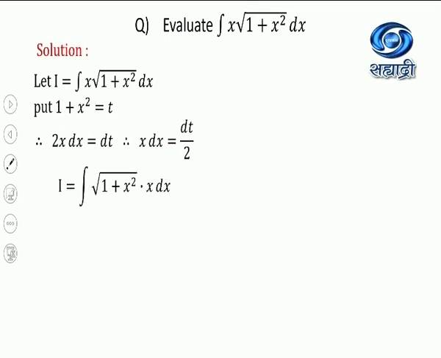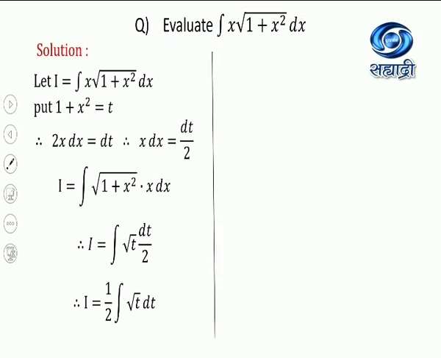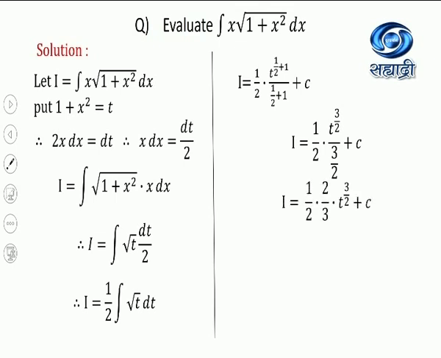So now rearranging the terms in the given question, we write root 1 plus x square into x dx. So, I equal to root t into dt by 2 by substitution. So, 1 by 2 will come outside the integration as it is a constant. Integration root t dt. Now, root t integration is nothing but t raised to 1 by 2 plus 1 upon 1 by 2 plus 1. So, we get 1 by 2 into t raised to 3 by 2 upon 3 by 2 plus c. Now, by simplifying, we get I equal to 1 by 3 into t raised to 3 by 2 plus c, because here 2 will get cancelled. And now substituting t again. So, I equal to 1 by 3 into 1 plus x square raised to 3 by 2 plus c.